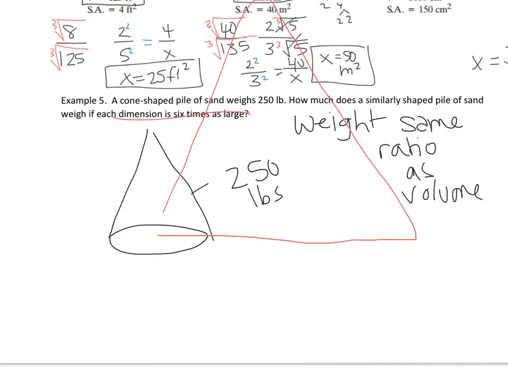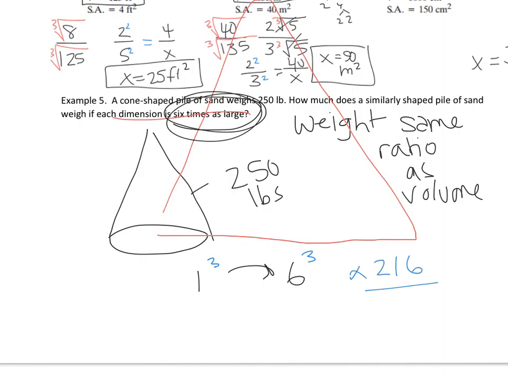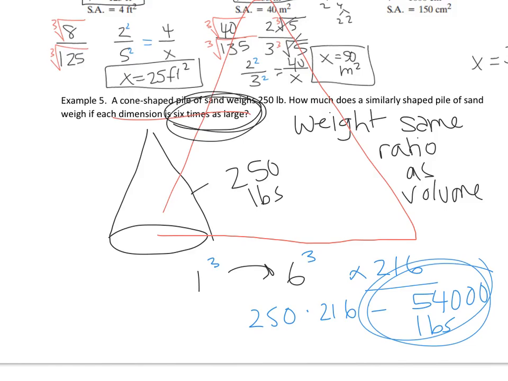So what's going to happen is if the dimensions are 6 times as large, so you're going from 1 to 6, but it's volume, so you're actually going from 1 cubed to 6 cubed. So you're multiplying it by a factor of 216. So it's 250 times 216, and that is 54,000 pounds. Much bigger when you do each dimension by 6.